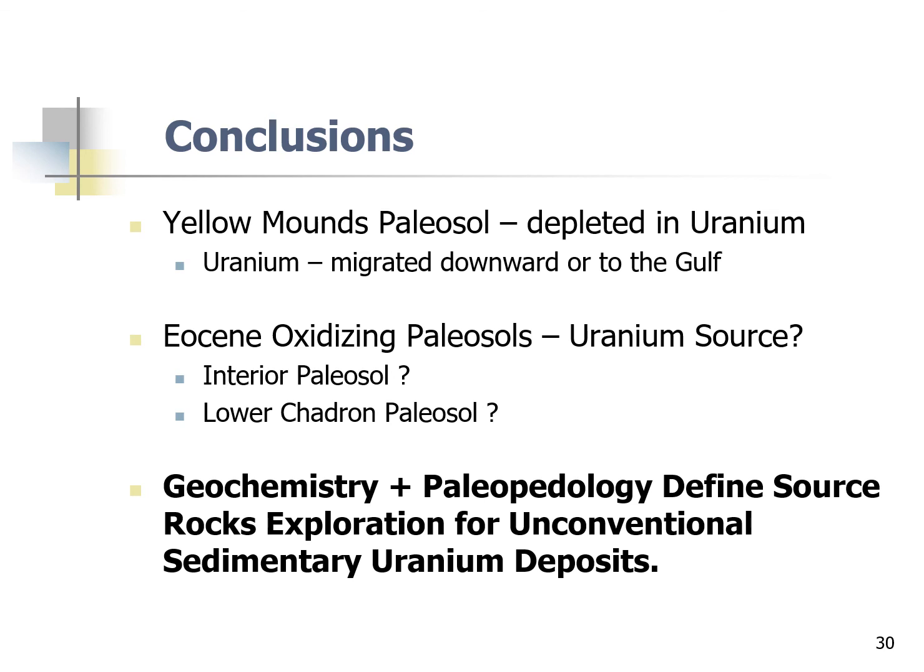There are two possible uranium sources in the White River group in this particular area. There's the interior paleosol, and there are paleosols in the lower Chadron Formation that may be oxidizing in nature. It could be a source rock. What is interesting is that I believe geochemistry plus paleopedology should help us define source rocks when we look for unconventional sedimentary uranium deposits. Thank you.